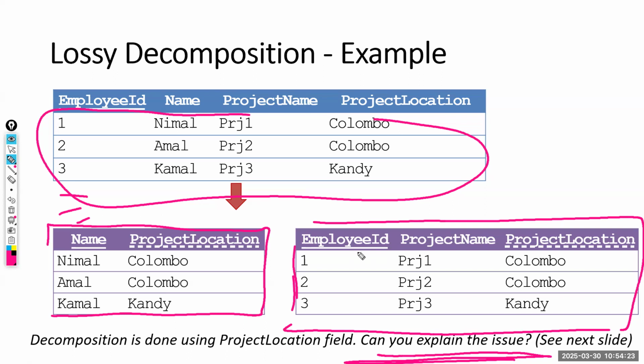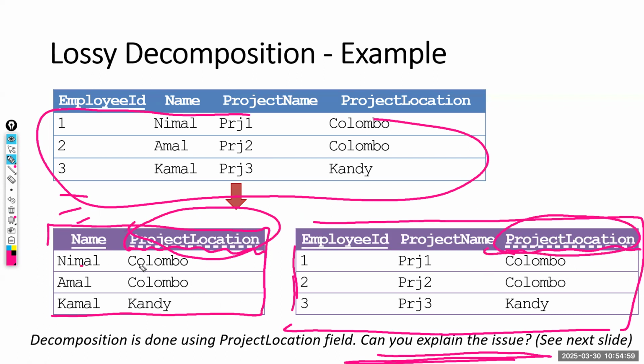Now your foreign key is something like project location, not the actual project, right? And in this table also, possibly project location is a foreign key. But at the same time, in neither table is project location the primary key. So you can see that this is a bad thing. That is why this is lossy. Now, if you try to join, obviously you need to use this common column. You need a common column to join.